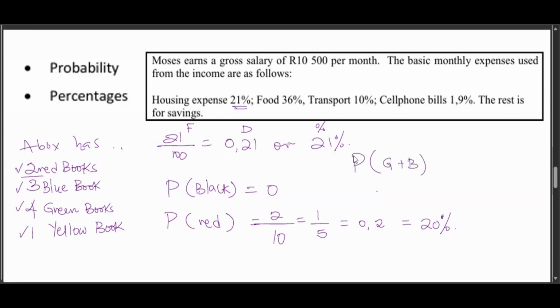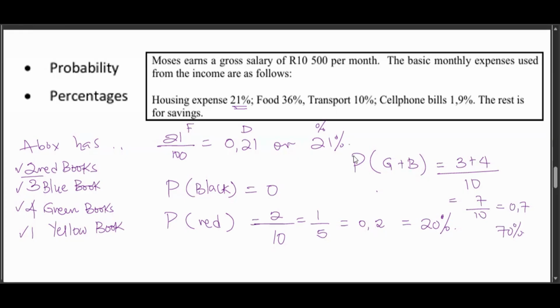Then, what's the probability of picking either green or blue? Either green or blue, meaning you're going to add the 2. We have 3 plus 4 over the 10, which is 7 over 10, which becomes 0,7 or 70%. There's a higher chance of picking blue or green because they are more. That's probability.